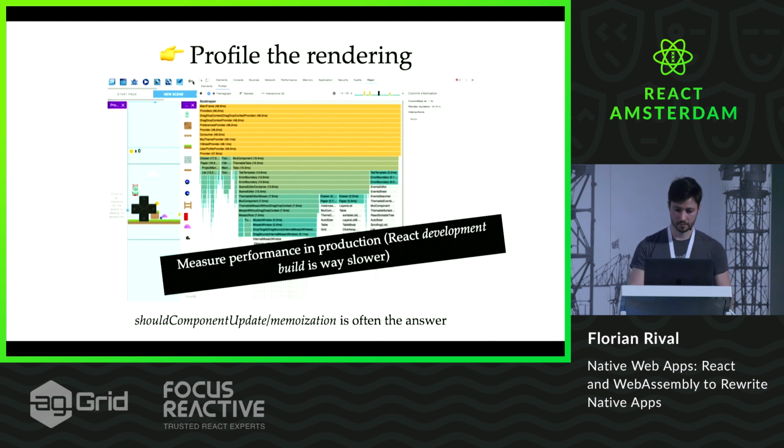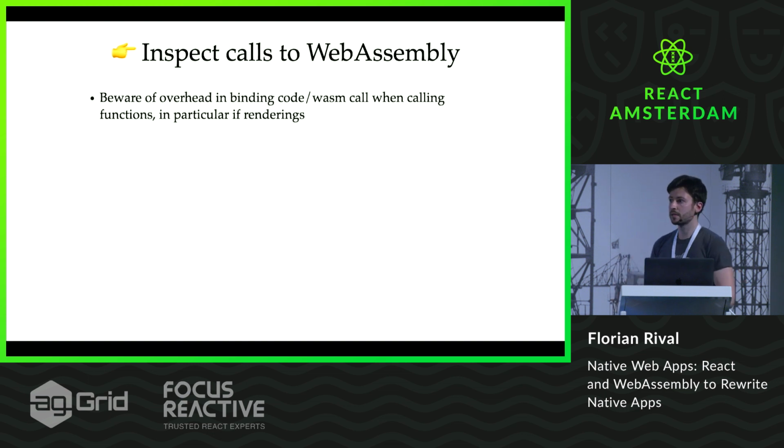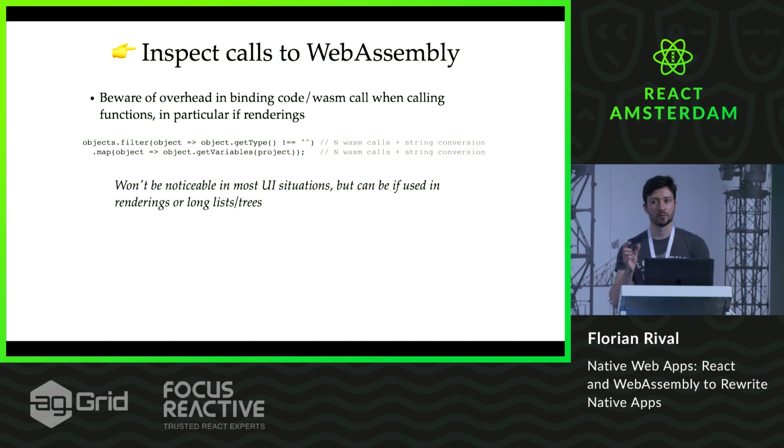Make sure to also inspect the calls to WebAssembly, because there can be some overhead. That will be noticeable in particular on mobile, because imagine that you're iterating on a list of objects, and for every object you're calling a method, for example getType and getVariables, which are WebAssembly methods. Then every time you're paying the cost of translating the parameters from JS to WebAssembly.